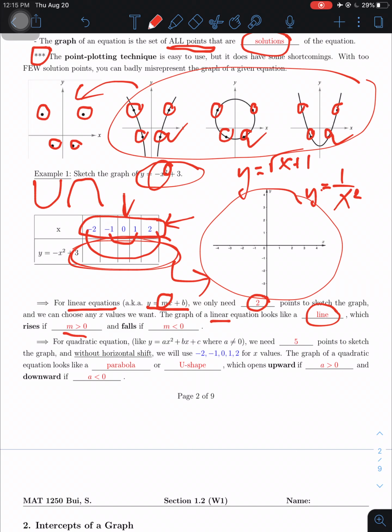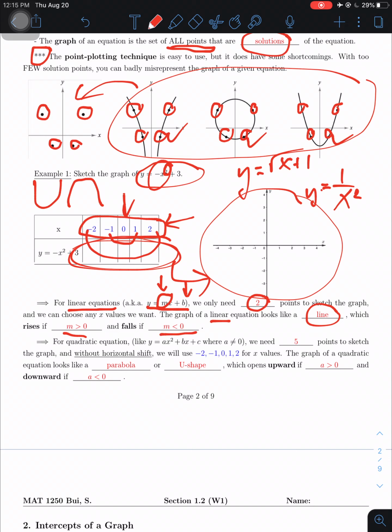We will have 2 numbers, if you notice, in the linear equation. We will have a number that attaches to x and a free number that is free. It doesn't attach to anything. It's just free. It's the loner. And the line, the graph, it will fall if m is negative.